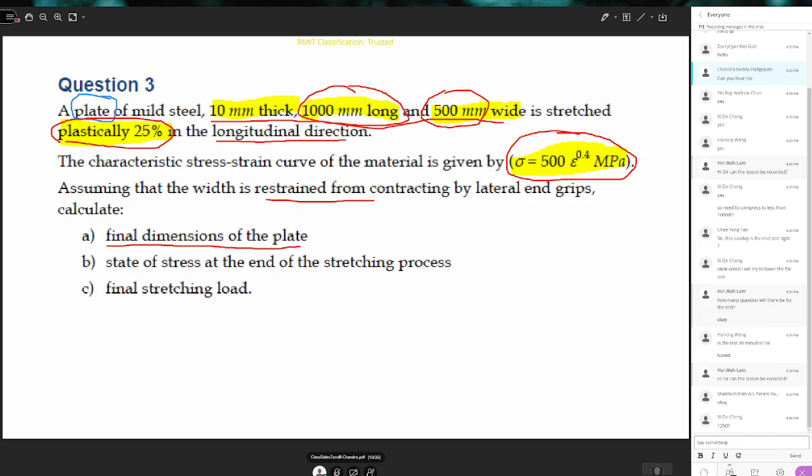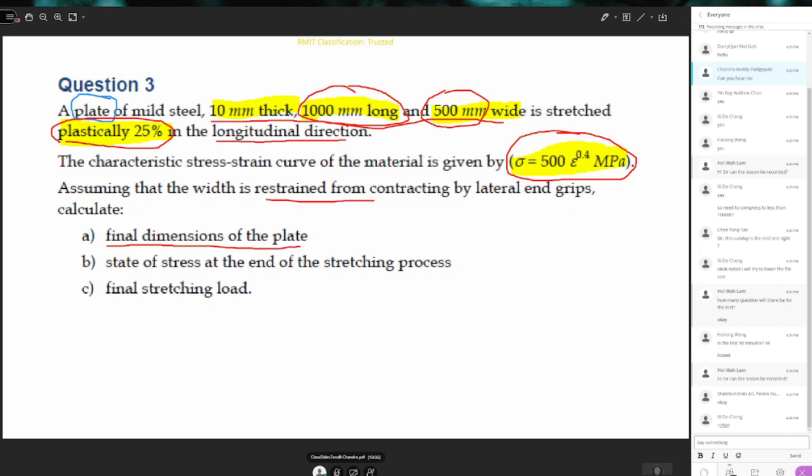After that, then we need to calculate part B. So part B refers to the state of the stress at the end of the stretching process. So state of the stress at the ending process means you need to calculate the total stress at the end of the stretching process. So to calculate part B, we know the stress strain relationship is given as 500 into strain to the power of 0.4.